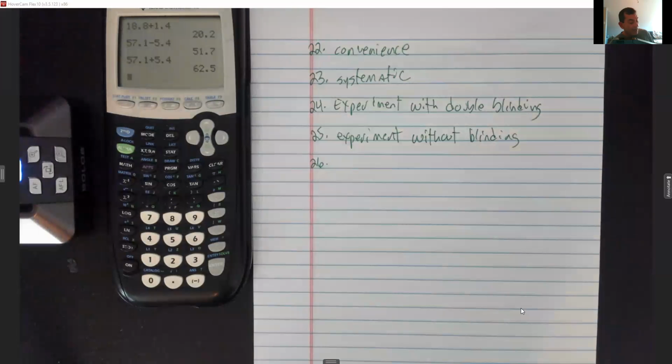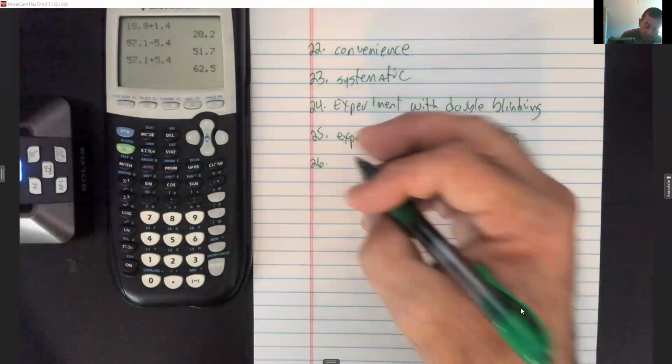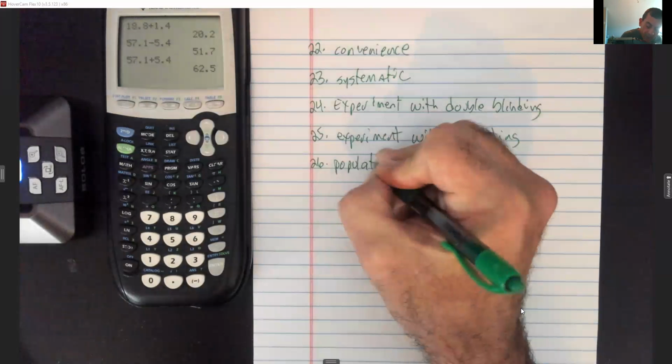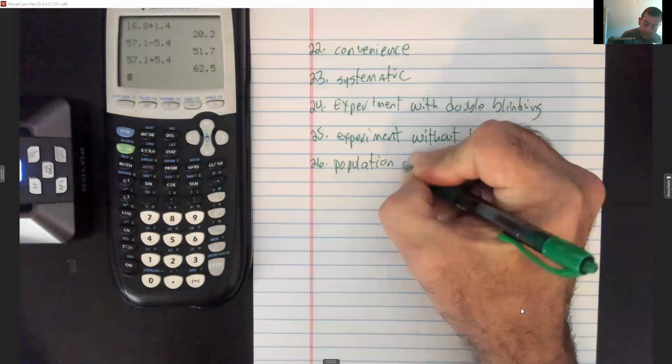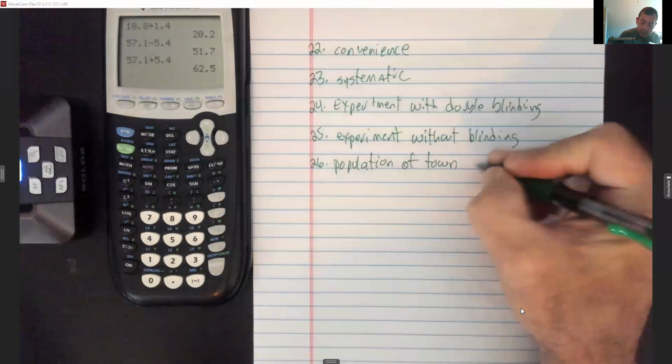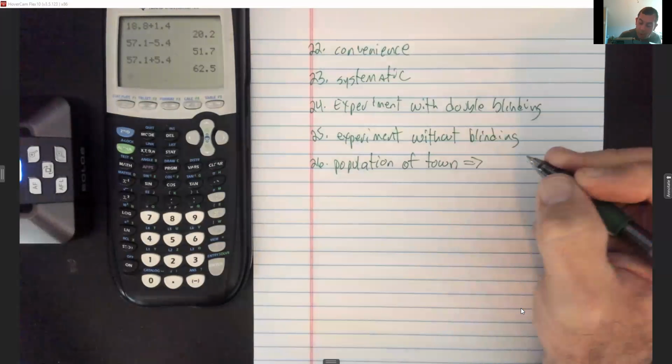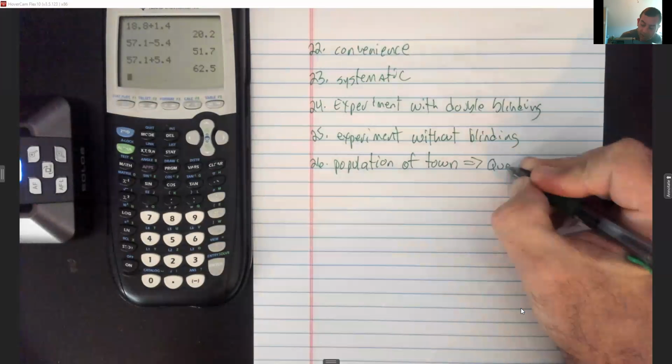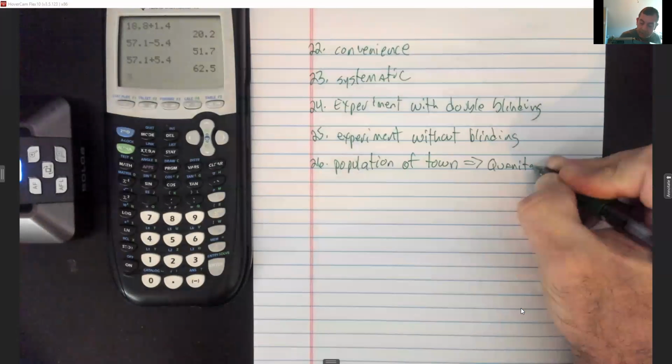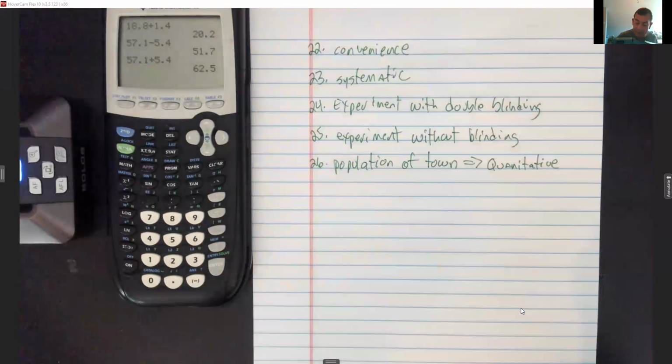Identify the variable as either qualitative or quantitative. So on 26, population of a town. Population of a town would be quantitative because it's a big number, right?